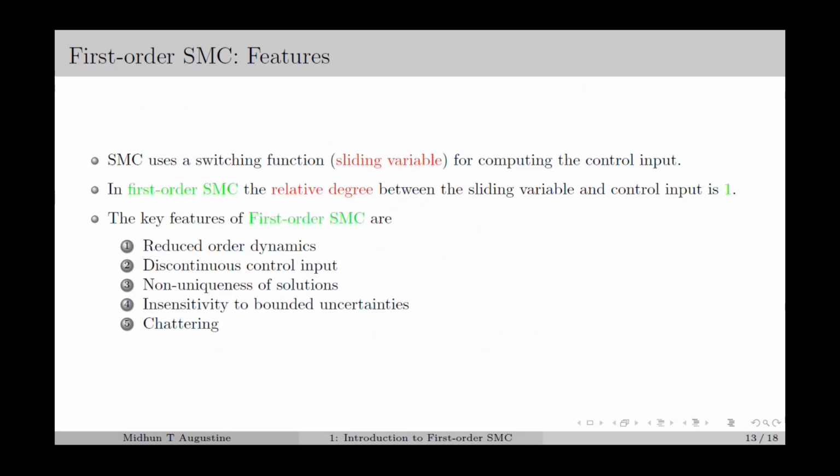Now, in the initial few lectures, we will be focusing on the first order SMC, which is also known by the name of classical SMC. And the key features of classical SMC are reduced order dynamics, discontinuous control input, non-uniqueness of solutions, chattering, etc. Note that most of these features apply to higher order SMC as well, and we will discuss these features in detail in the upcoming lectures.